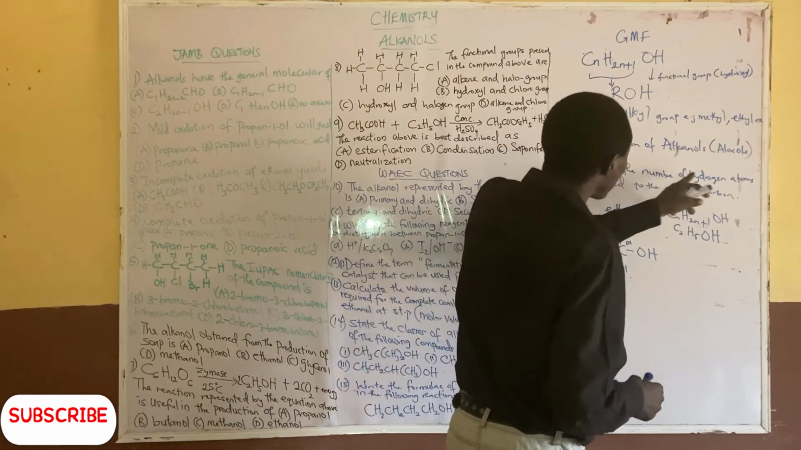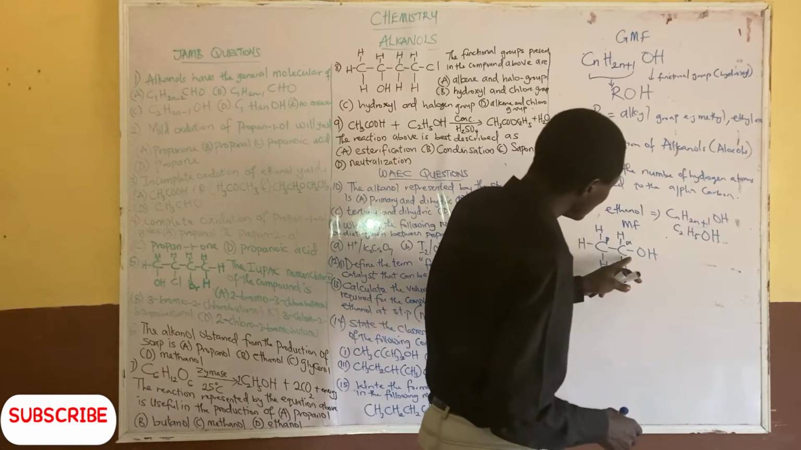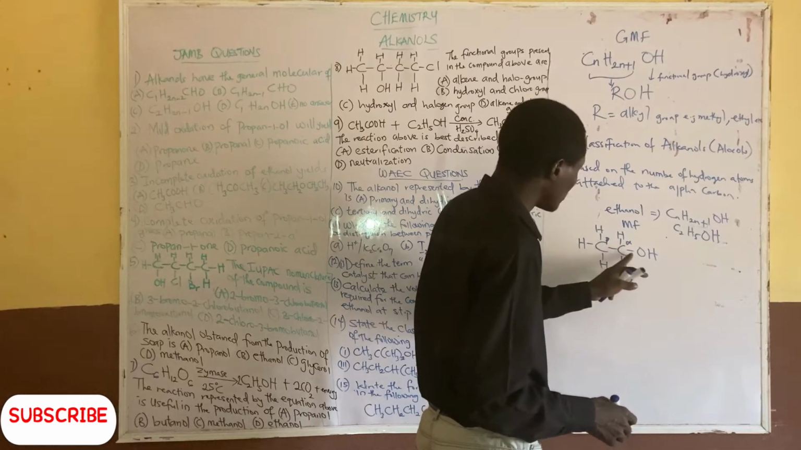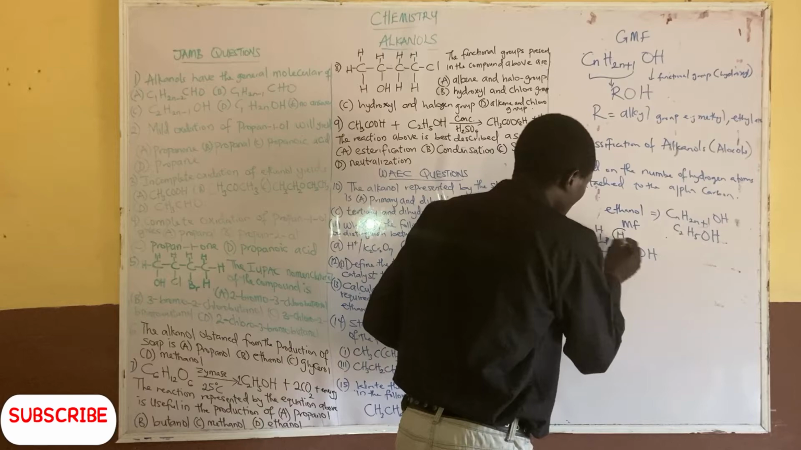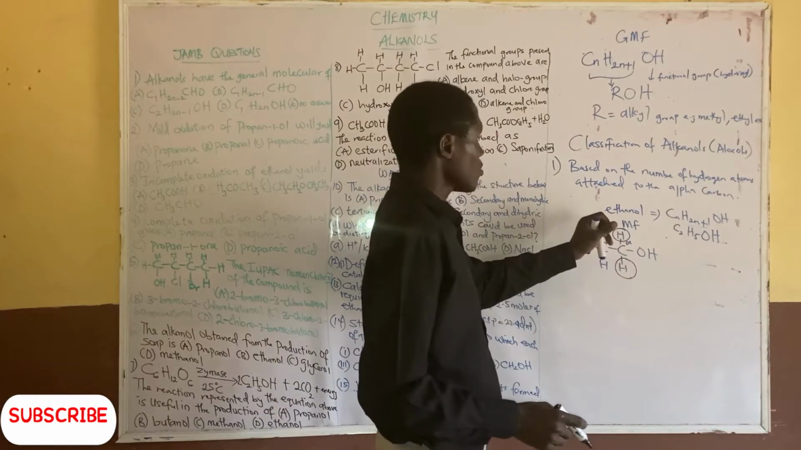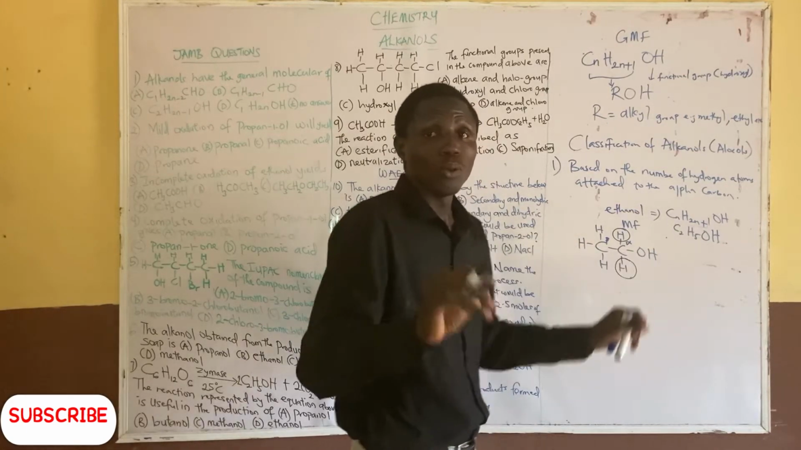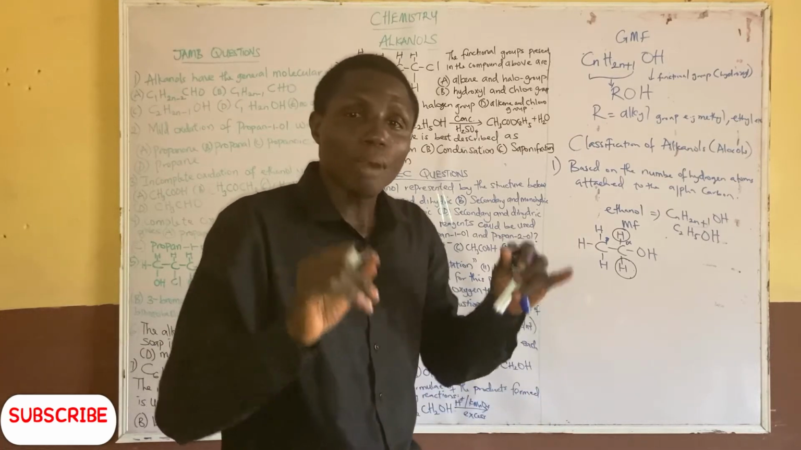So based on the number of hydrogen atoms attached to the alpha carbon, look at this. The number of hydrogen atoms attached to this alpha carbon is 2. So whenever we have 2 hydrogen atoms attached to the alpha carbon, we call such alcohols or alkanols primary alkanols.